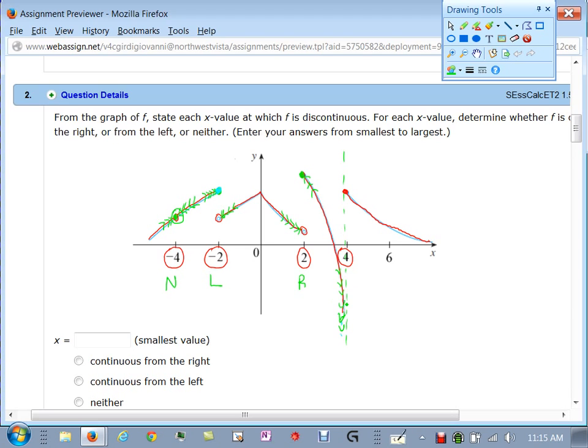It's going down forever, so I'm not approaching any specific value, so it can't be left continuous. On the right, I'm coming into a value, and I am defined there. And because I'm defined there, I would be right continuous. So I'd be right continuous at 4. All right, that's number 2.